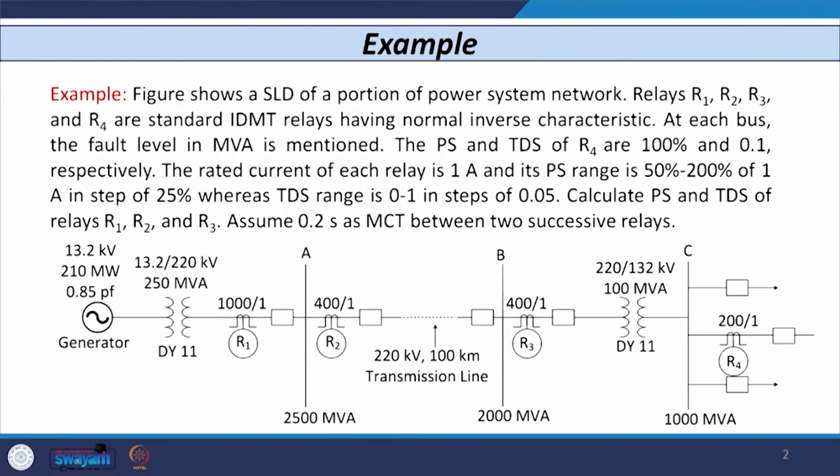Whatever example we have solved so far is for the phase overcurrent relays. Now let us solve another example which is based on ground relays, because ground relays, as I told you earlier, are connected in the residual circuit. So, let us consider this example for the ground relays.